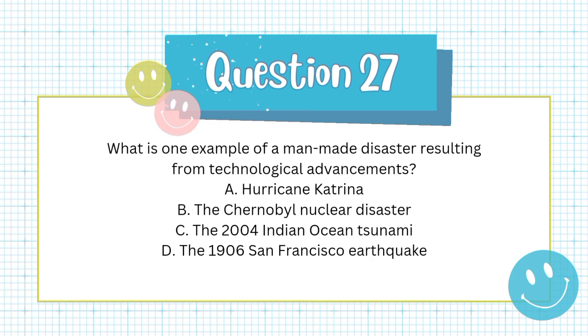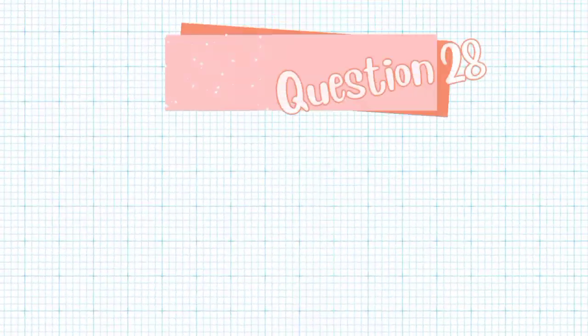27. What is one example of a man-made disaster resulting from technological advancements? A. Hurricane Katrina. B. The Chernobyl nuclear disaster. C. The 2004 Indian Ocean tsunami. D. The 1906 San Francisco earthquake. The correct answer is B. The Chernobyl nuclear disaster.